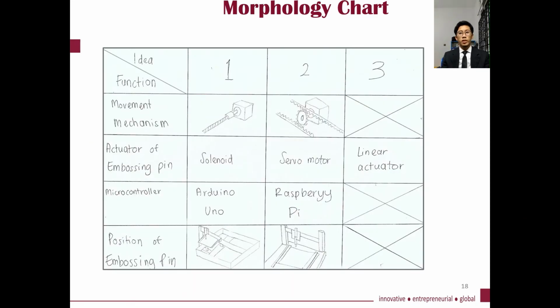Next is the morphology chart. For the movement mechanism, it will use lead screw or rack and pinion. The actuator of the embossing pin will be selected from 3 choices, which are solenoid, servo motor and linear actuator. The microcontroller will be either an Arduino Uno or Raspberry Pi. The position of the embossing pin will be placed statically or free roaming on the x-axis.